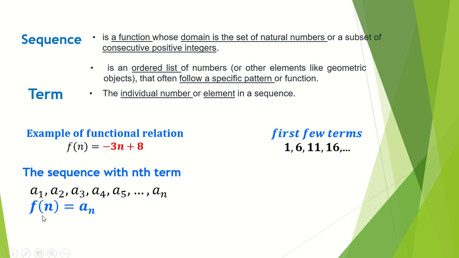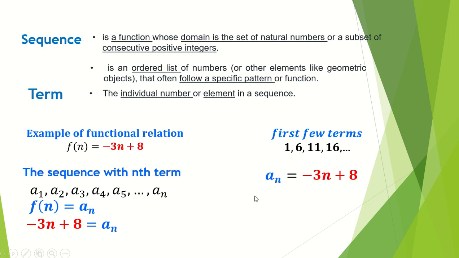So we will relate the function to the formula of a sequence. The functional notation f of n is actually the same as a sub n. So for this example, it could be written as negative 3n plus 8 is equal to a sub n. Okay? So this f of n came from here, and it is equal to a sub n. To write it more appealing, a sub n is equal to negative 3n plus 8.